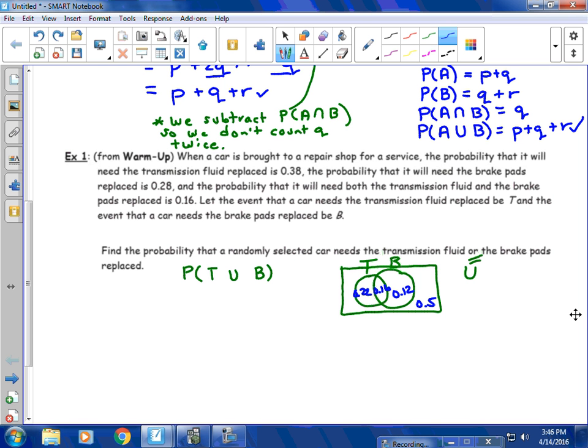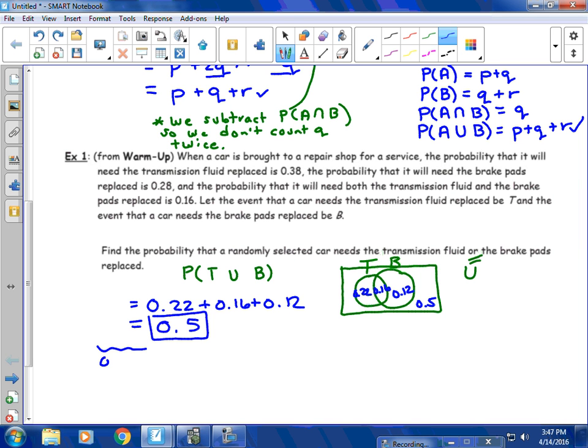So if I want the probability that I'm in either circle, T or B, from the Venn diagram, we've said before we could just do 0.22 plus 0.16 plus 0.12. And if I have a Venn diagram to look at, I can see that that's equal to 0.5, so my probability is 0.5.